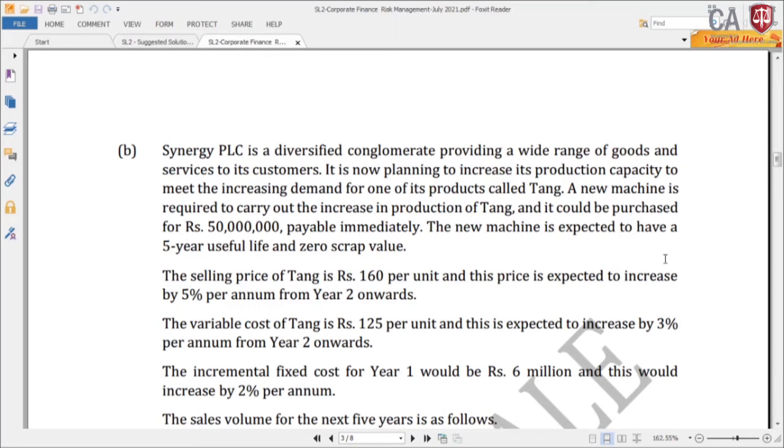Incremental fixed overheads, which are relevant for investment appraisal, would be 6 million, and this will increase by 2%. So you need to understand that your fixed cost, the incremental fixed cost, which will be a relevant cash flow, 6 million, will go up by 2% every year.